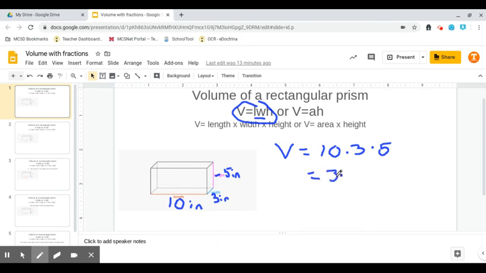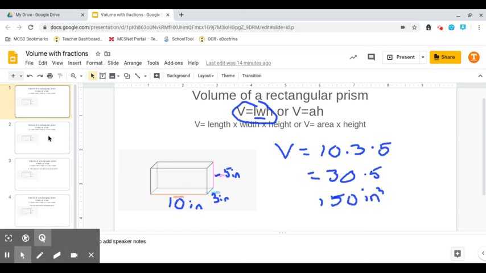10 times 3 is 30. So 30 times 5 will give me my answer. 30 times 5 is 150. In this case, it's volume, so it's inches cubed, because I'm multiplying 10 inches times 3 inches times 5 inches: inches times inches times inches, 3 inches. So these are the easiest case scenarios when they give you length, width, and height. Multiply the three together, and they will give you the volume.